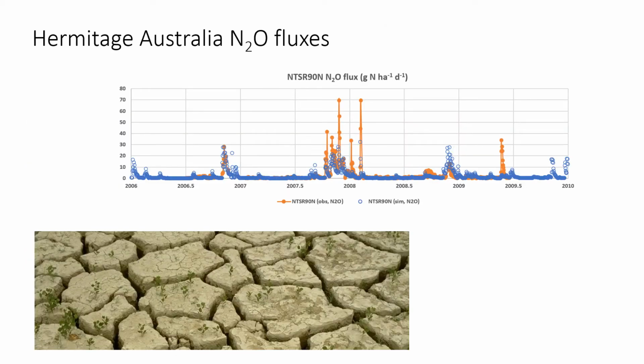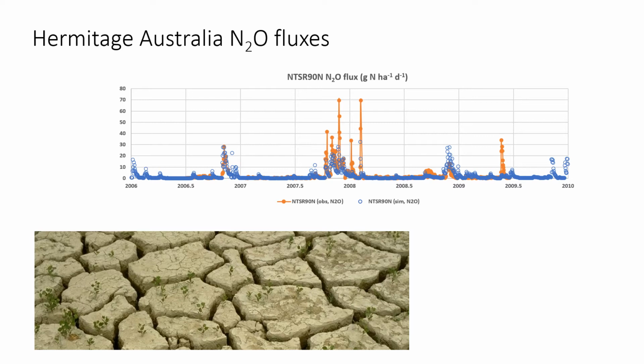This particular graph isn't from the Great Plains study, it's N2O emissions from Hermitage, Australia. But I just wanted to show you another example of DayCent output. So it's really wonderful to have any field site that has continuous N2O emissions data on a daily basis, because we can compare day by day N2O predicted by the DayCent model and N2O as was measured.